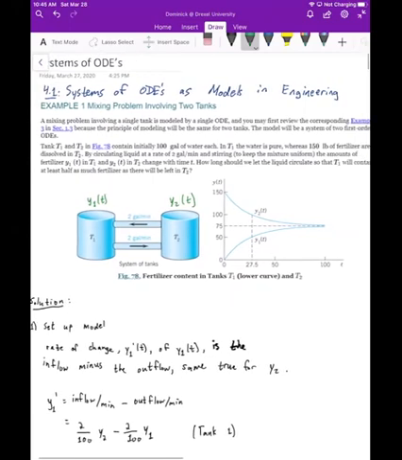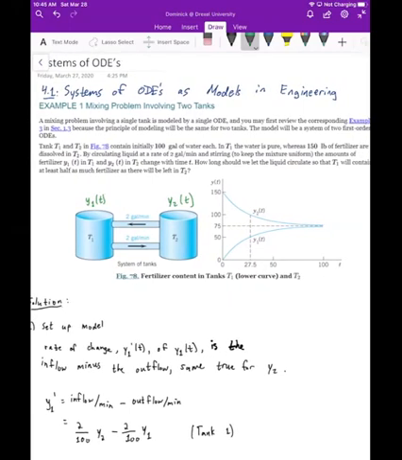Now, we're told that both tanks initially contain 100 gallons of water. So, of course, we have 100 gallons here, 100 gallons here. But we're told that the water in tank 1 is pure, at least to start. But in tank 2, we have 150 pounds of fertilizer dissolved. Okay, so we're going to circulate the liquid between these two tanks, and we're going to do this at a rate of 2 gallons per minute.